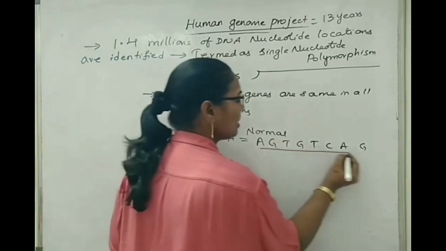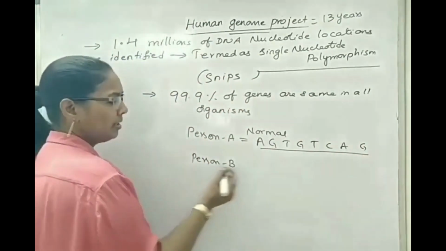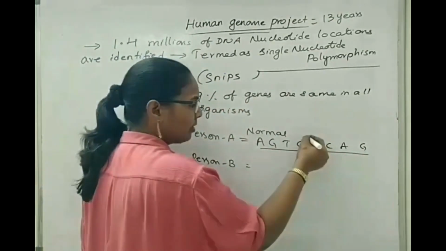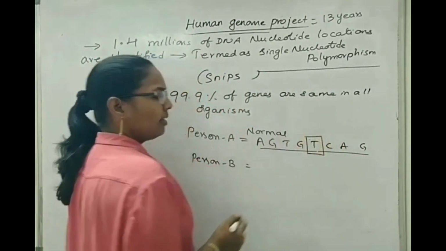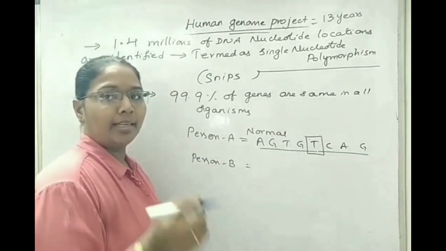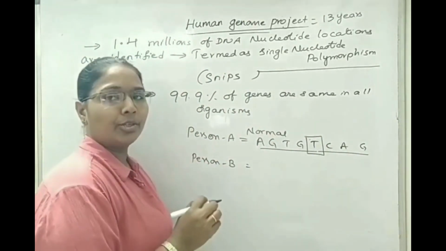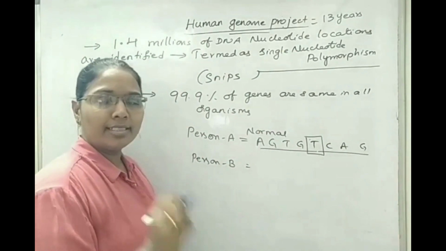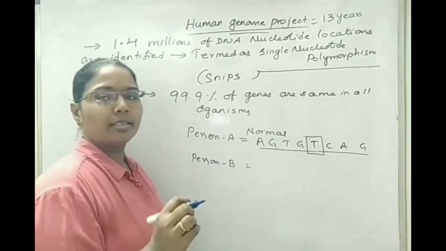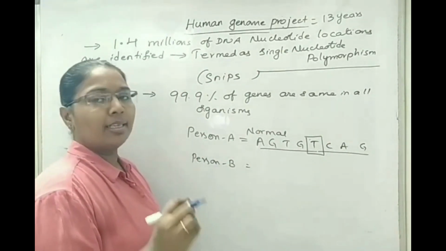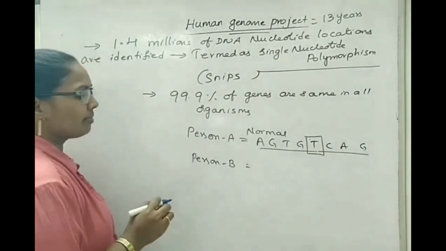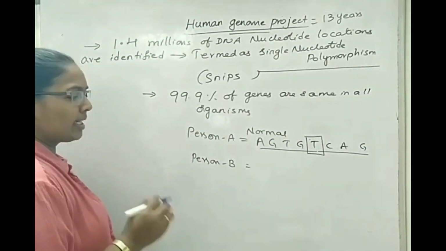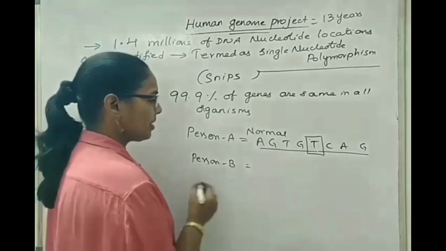This type of gene sequence is responsible for the healthy condition of the person. Now, if any one particular nucleotide is different in a person, and that small change of the nucleotide is responsible for the disease or disorder or mutation in that person, then such a gene sequence is considered as an abnormal condition of the person.